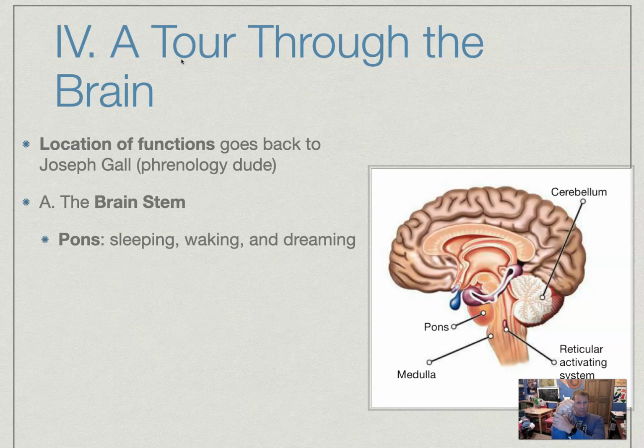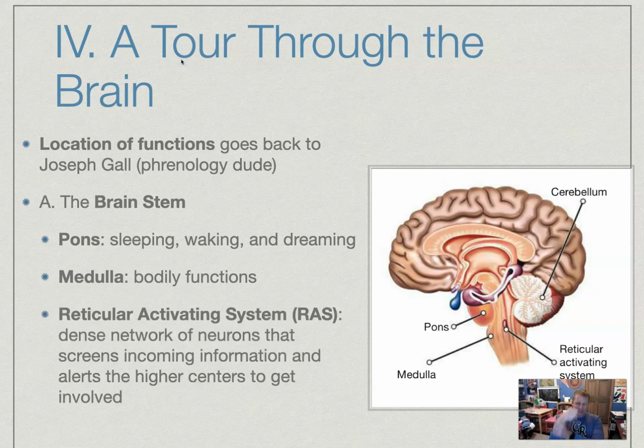In the brainstem, you have the pons, which controls sleeping and waking and dreaming. So if you're dreaming of an Almond Joy, because that's my favorite candy, sure. You have the medulla, which has our bodily functions. You also have the reticular activating system, or the RAS, which is a dense network of neurons that screens incoming information and alerts the higher centers. So it's alertness. If you're sleepy, your reticular activating system is offline.